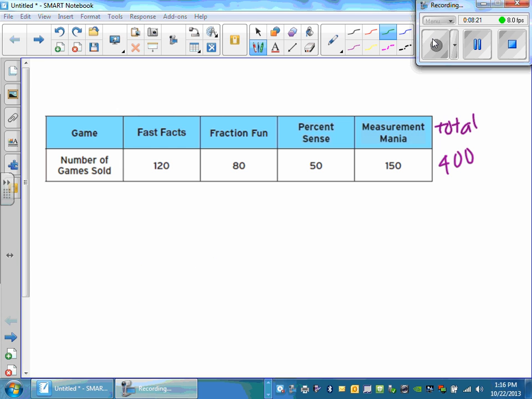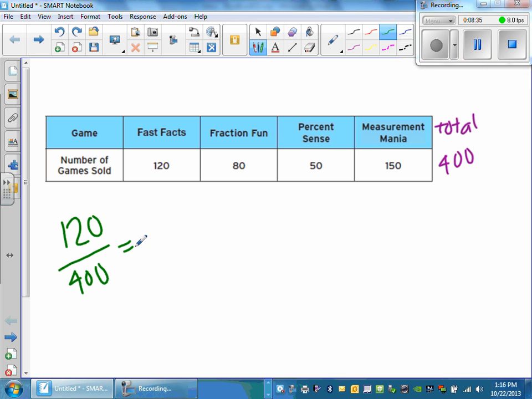Part C says, if the store would like to order 240 games this year, how many of each game should they order? Well, in order to solve this, we're going to do the same exact thing we did. 120 games out of a total of 400. And then this time, they want a total of 240 games. You need to go through and figure out the amount of games they should buy for each of the 4 different kinds. And when you're done, you can press play.